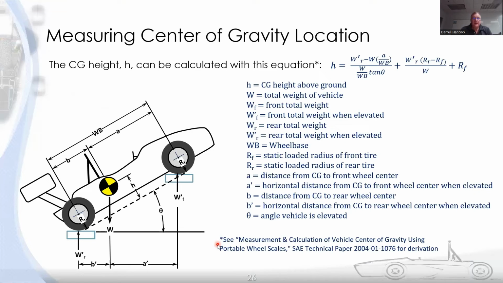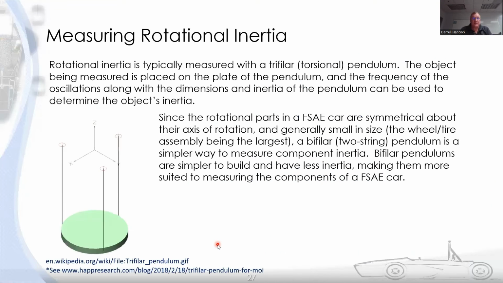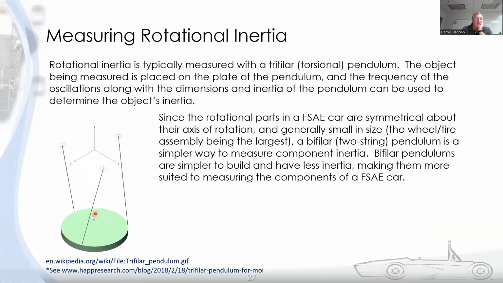Okay. All right, so we talked about measuring your center of gravity location. What about measuring your rotational inertia? The most common way you see, if you Google, it will talk about a trifilar pendulum, which has 3 cables or wires or strings, whatever you want to call them, and a circular platform. You turn that platform and you let it oscillate, and by timing the oscillation, you can calculate the inertia, and it would be the inertia of this platform plus the inertia of whatever you put on top of it.